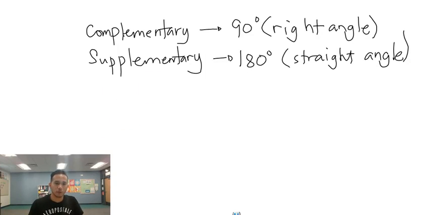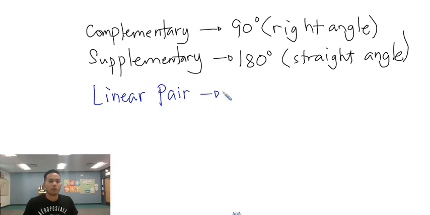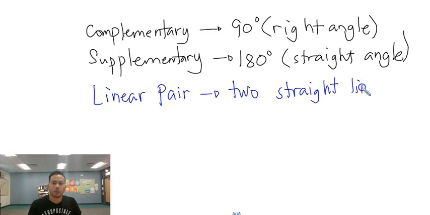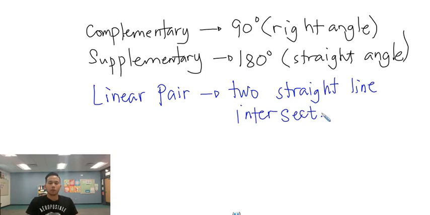First, this is new to you guys, so I'm going to write it. First is your linear pair. Below this video, you will see the full definition of this angle relationship. Your linear pair, these are angles that are formed when two straight lines intersect. So when two straight lines intersect, they form a linear pair. Your linear pair is the same as your supplementary.